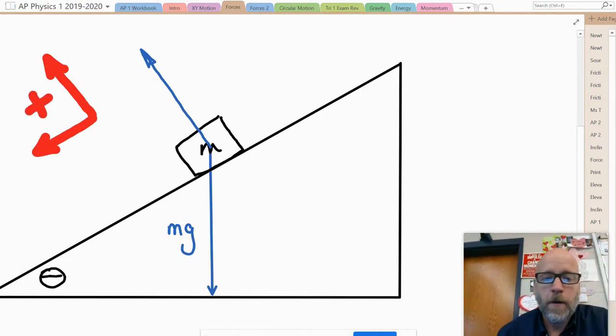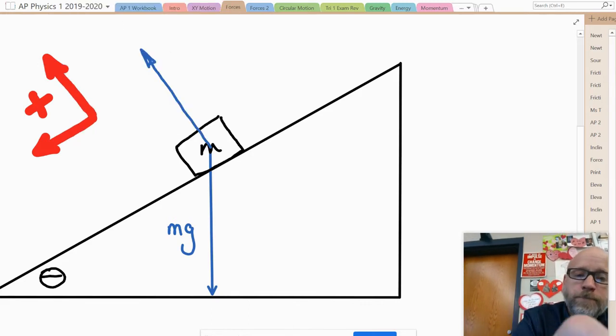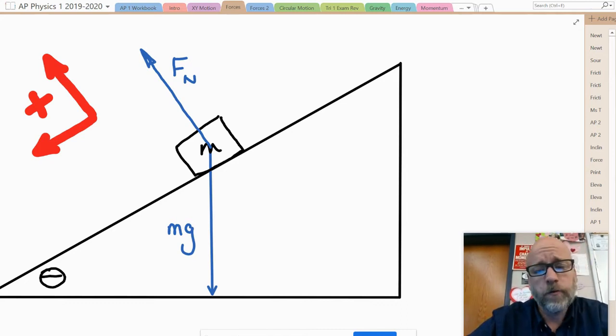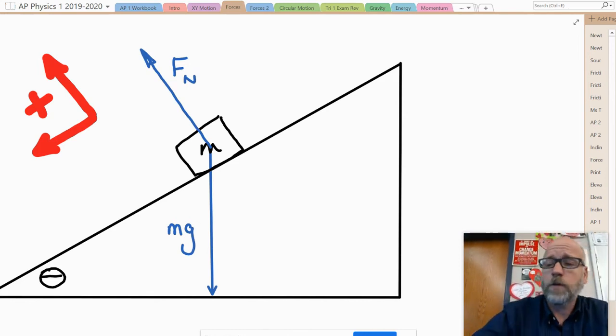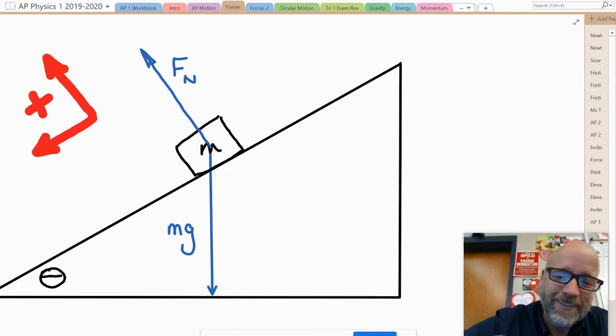So those are my two directions. Now, this vector I need to label as the normal force. So how do I sum up the forces when mg is clearly at an angle? What did I do with motion when we took an object and we fired it off at an angle and we had to separate it into its x and y directions? Yeah, that's right. We had to break it up into components.